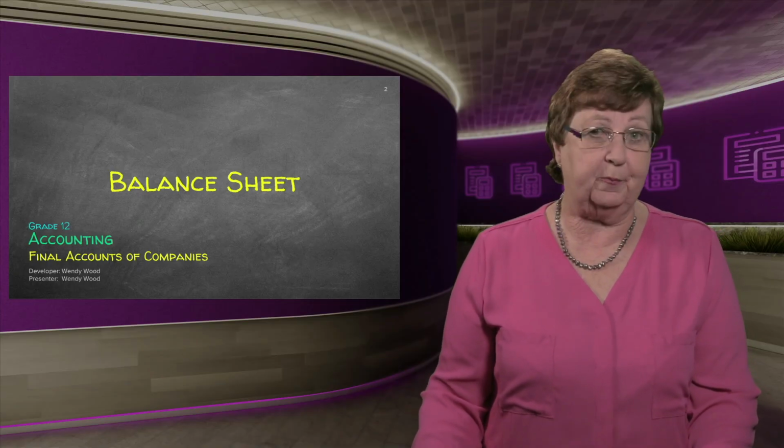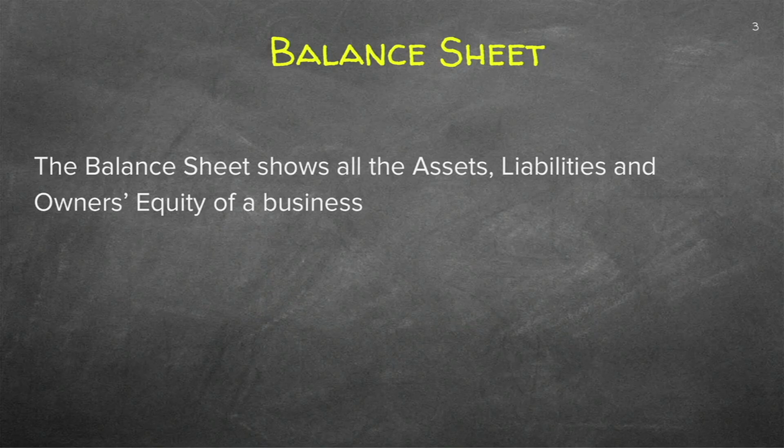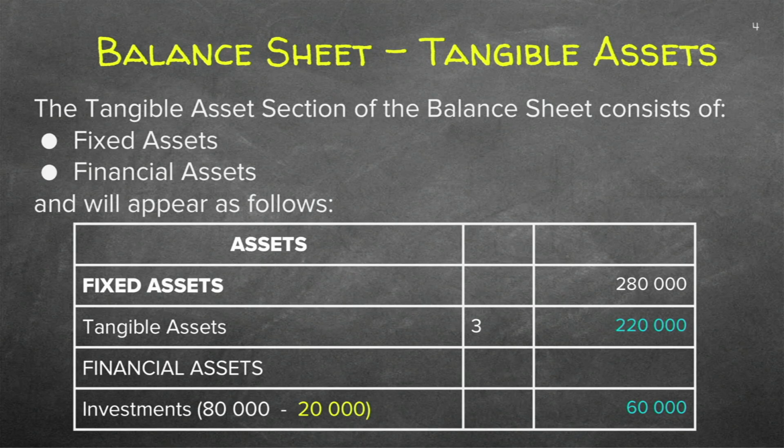Today we're going to look at the balance sheet of a company, also known as a statement of financial position. So what's in a balance sheet? The balance sheet quite simply lists all the assets, liabilities, and owner's equity of a business. So let's get started. The first part of the balance sheet is my asset section, and we break down the asset section into three sections, namely the tangible assets, the financial assets, and the current assets. But let's take it one step at a time.